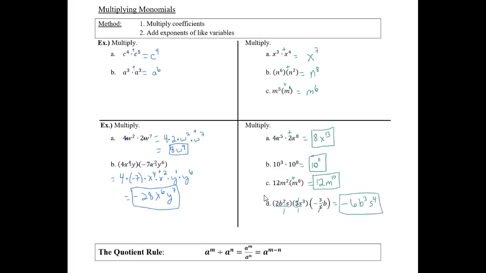And there you have it. So we multiply coefficients and variables separately. If it's a base times a base, we add the exponents, and don't forget the difference between a base and a coefficient.